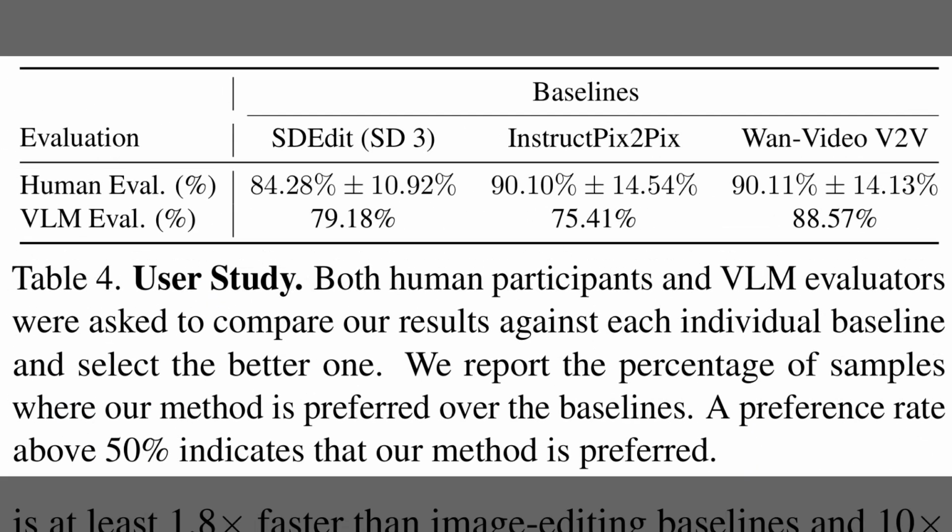Alright. While the previous tables focused on technical scores, Table 4 asks the ultimate question: does it actually look better to humans? The results in the first row are striking. Against powerful baselines like SD-Edit and WAN Video v2, human evaluators preferred the proposed method overwhelmingly, choosing it between 84 and 90% of the time. The second row shows that VLM evaluators agree, favoring the new approach by similarly wide margins, which confirms that the visual improvements are distinct enough to be recognized by both people and automated systems.